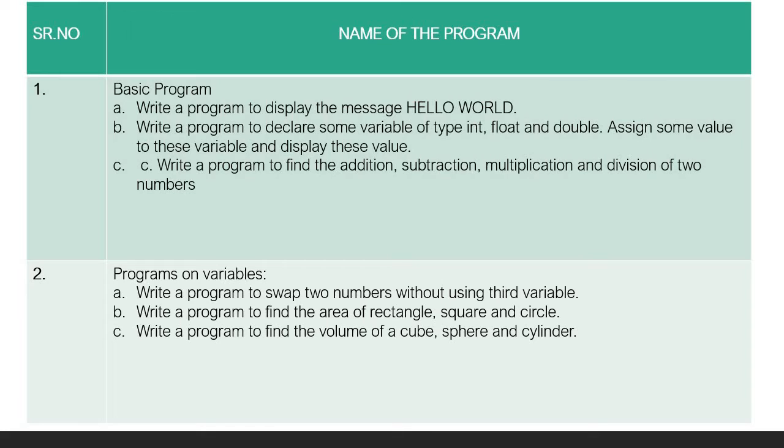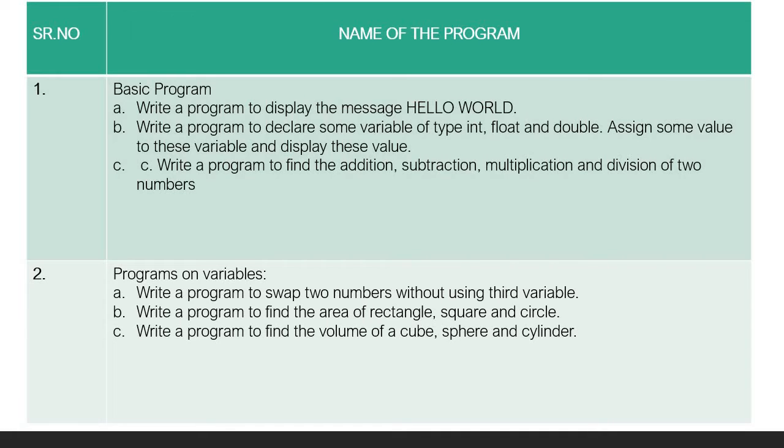Next program is to declare some variable types such as integer, float and double. So we will assign values to them and display those values. Next program is about arithmetic operators such as addition, subtraction, multiplication and division of two numbers. Now let's move further, that is the second part of my program on variables.